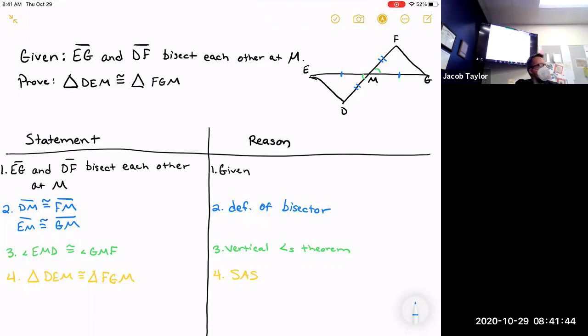Oh man, that really wasn't bad. A little 4-step proof. I think probably that should have been 5. I don't feel good that we didn't say EMD and GMF were vertical angles before we said they were congruent, but you know what? It's fine. You get the point. That wasn't too bad. I feel like maybe we should do one more of those.